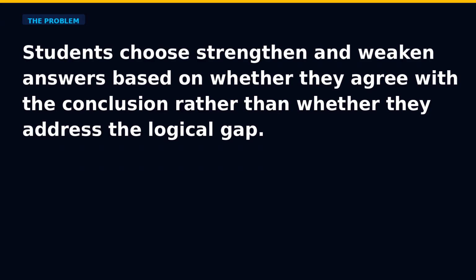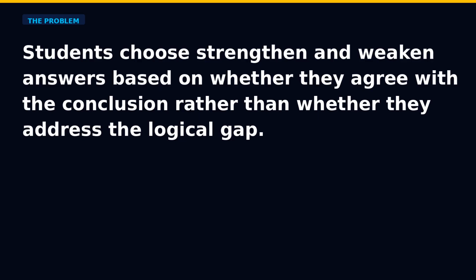Here is the error that produces wrong answers on strengthen and weaken questions. Students read the conclusion, decide whether they agree with it, and choose an answer that supports or undermines the topic generally. But the question is not about the topic. It is about the specific logical relationship between these premises and this conclusion. An answer can be factually accurate and still not strengthen or weaken this specific argument if it does not address the gap.